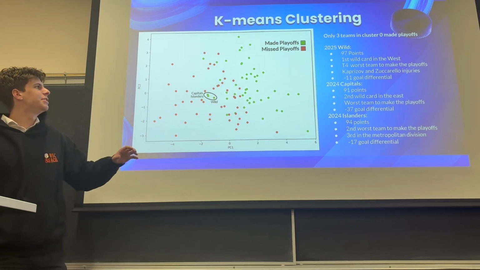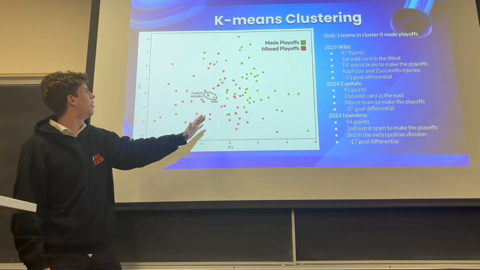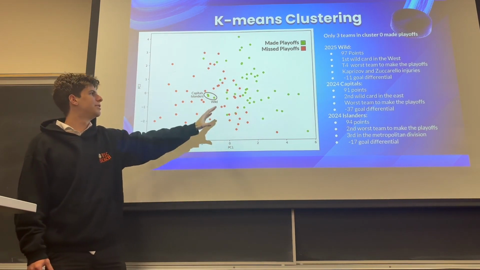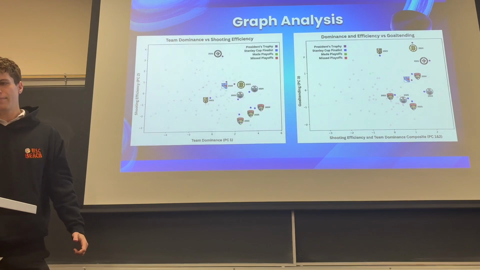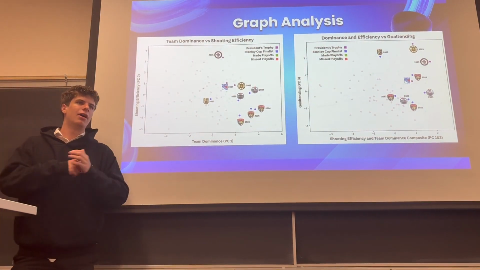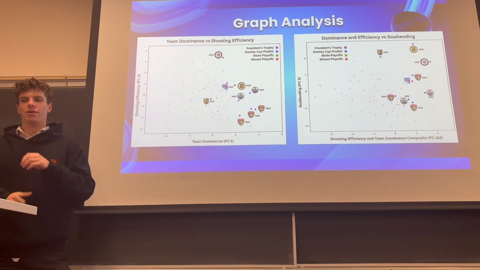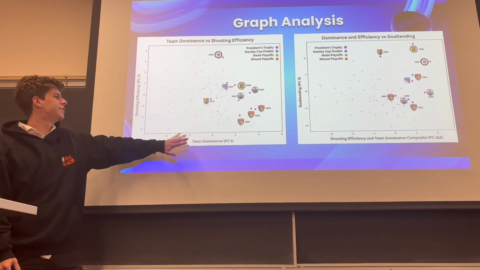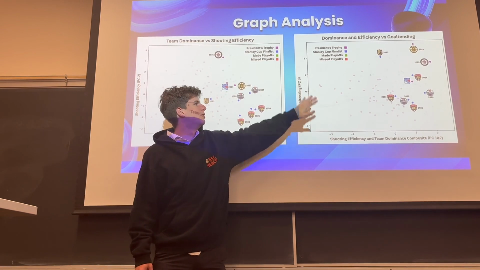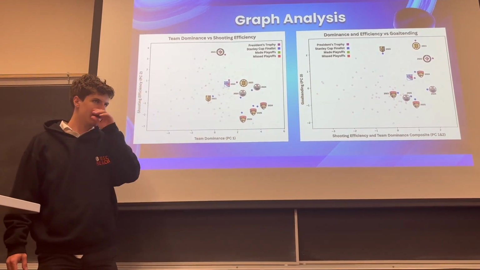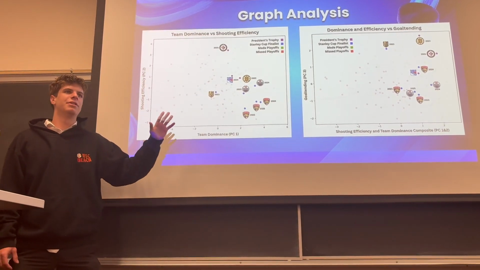So essentially what we're seeing here is that the teams higher in PC1 and PC2 are the ones that are making the playoffs more consistently. So now I wanted to look at, you can make the playoffs, but what are you going to do in the playoffs? So here are 2 graphs. This is PC1 and PC2, and then this is an aggregate of PC1 and 2, and then goaltending, PC3. So you can see how the teams in the past 3 years have performed.